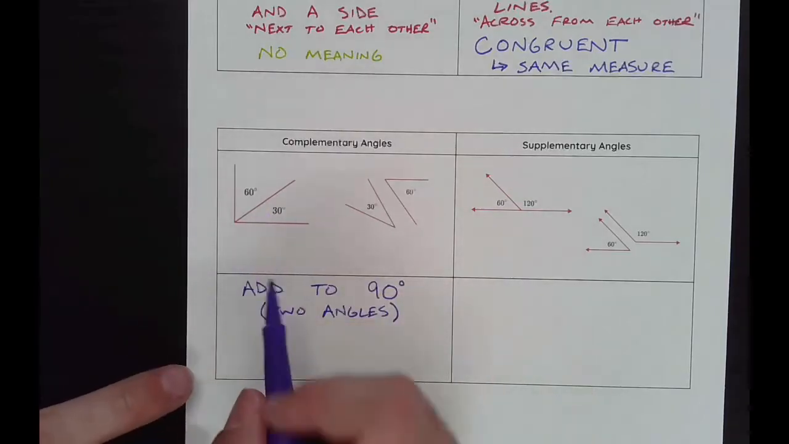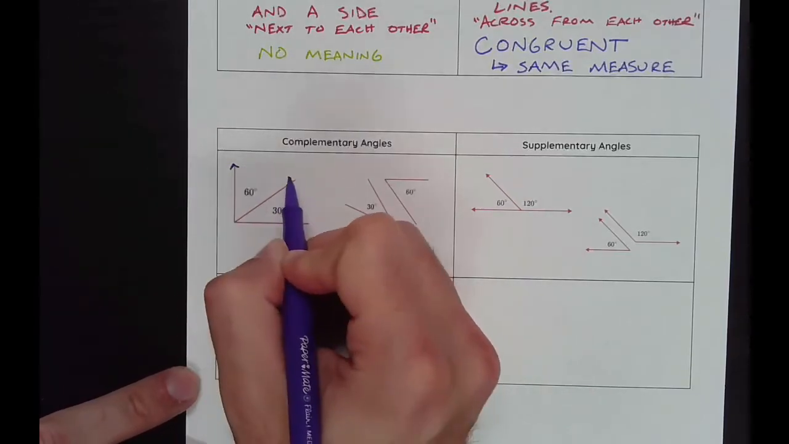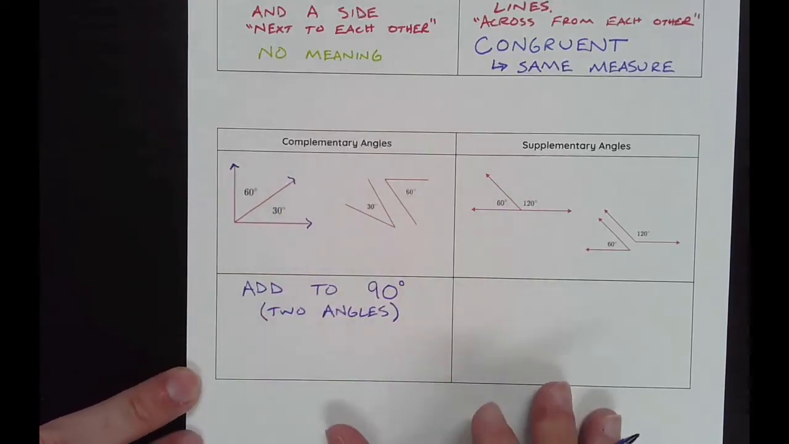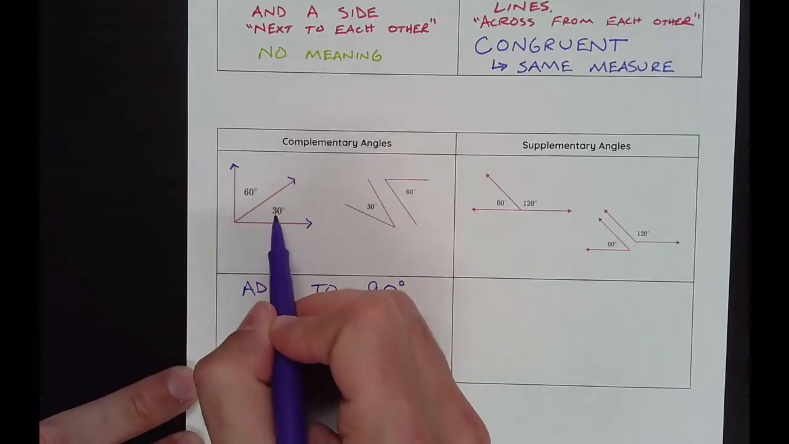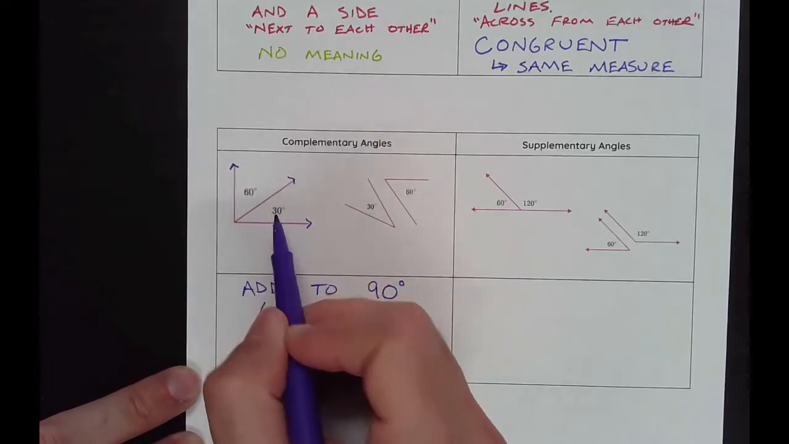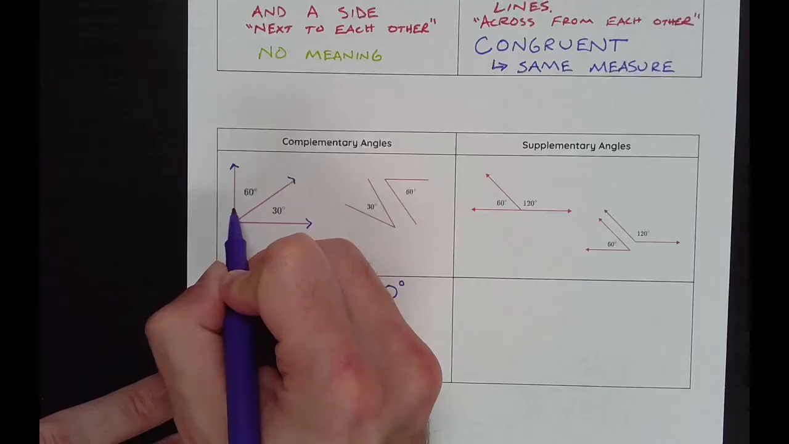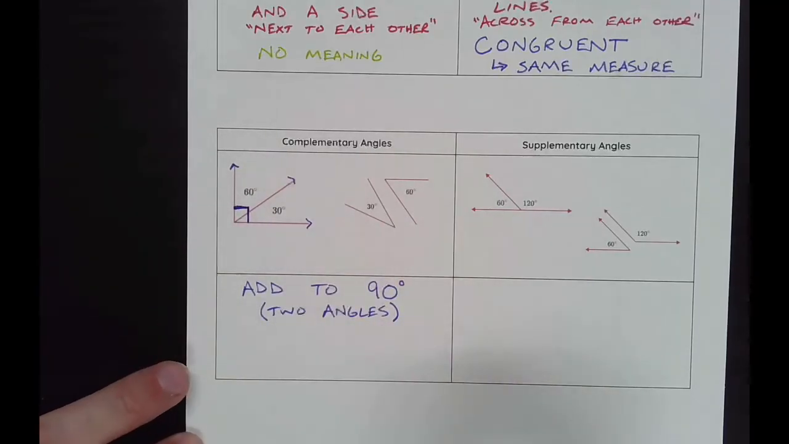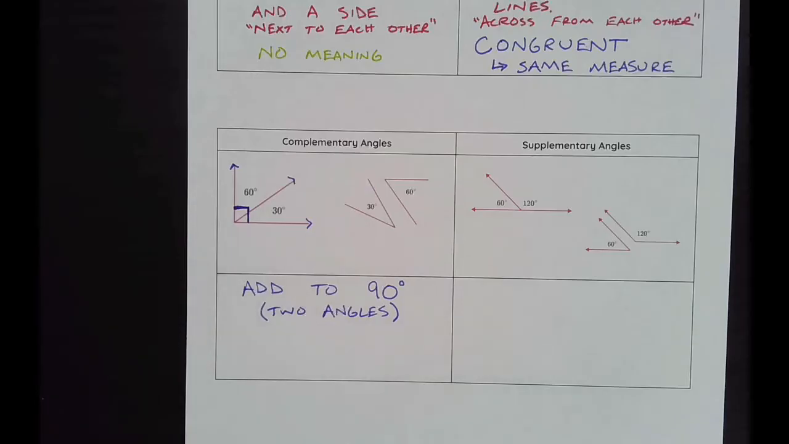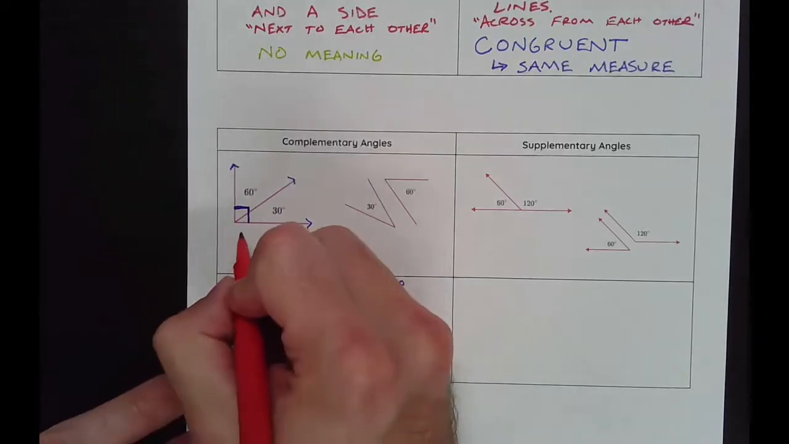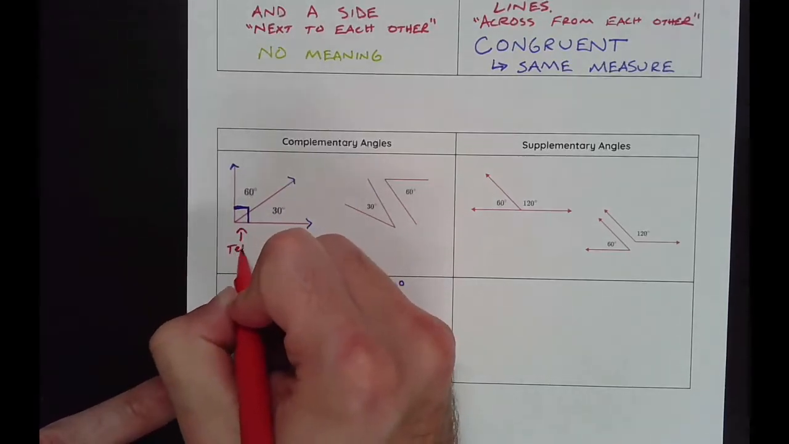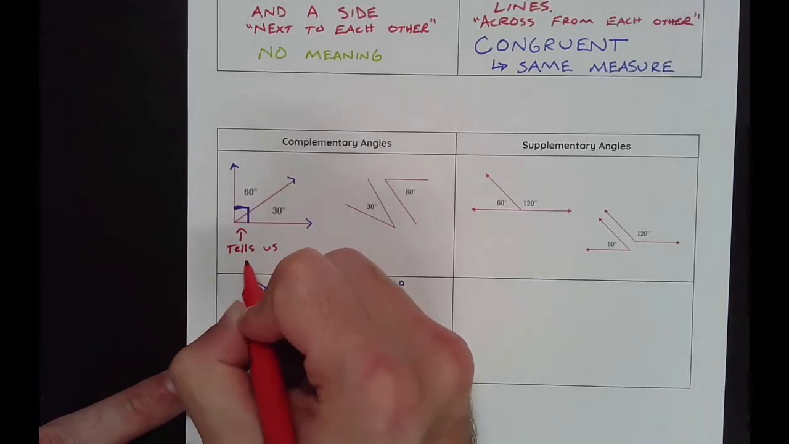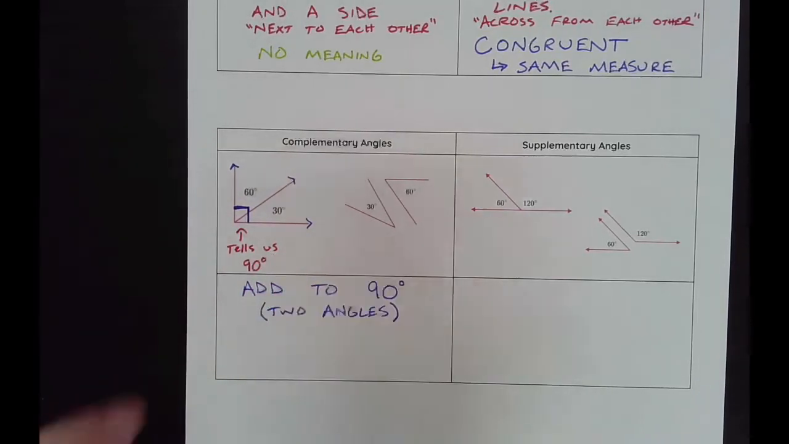Those angles can be adjacent. Remember, that means next to. So in this diagram, I have 2 angles that are adjacent, right next to each other. And oftentimes, we're going to see this 90-degree marking, this right angle marking. And this is something that's really important because it tells us that they add to 90 degrees.